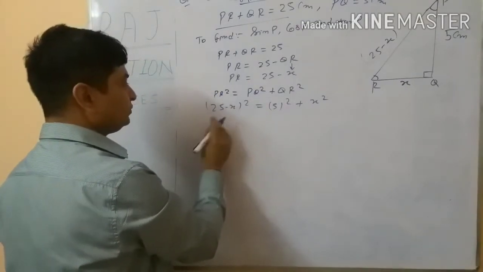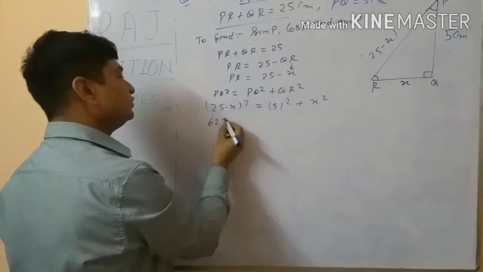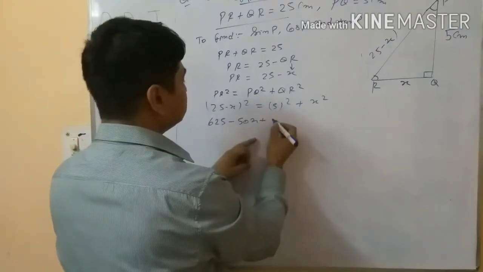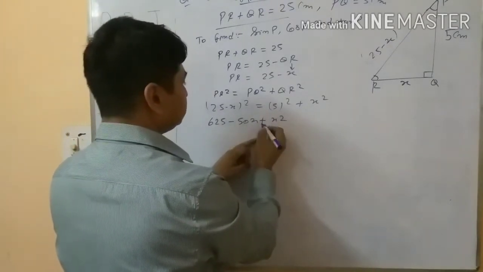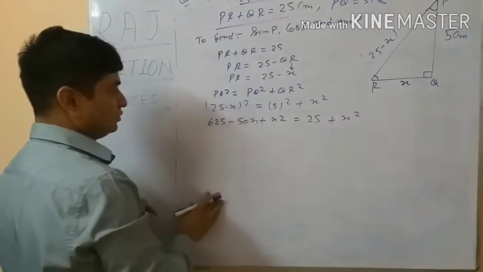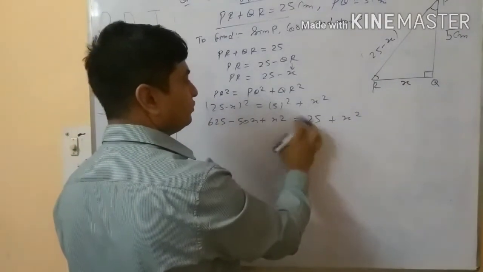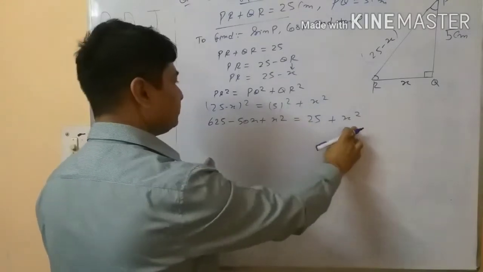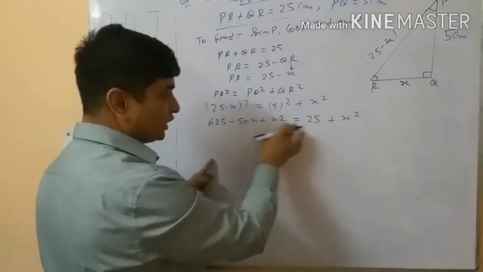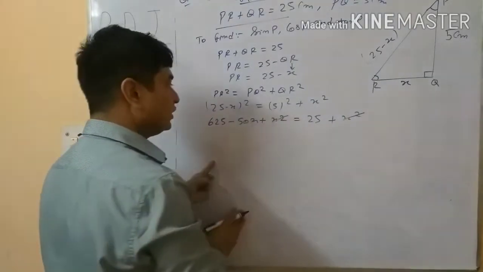So what will happen here? A square plus B square minus 2AB. So A square is 625, minus 2AB is 50x, and plus B square is x square, equals 25 plus x square. (A minus B) whole square is applied here, and this is 25, 5 square is 25, and x square is x square. So if I transfer x square here, it will become minus x square. So x square minus x square will become 0, so I can cut them out.